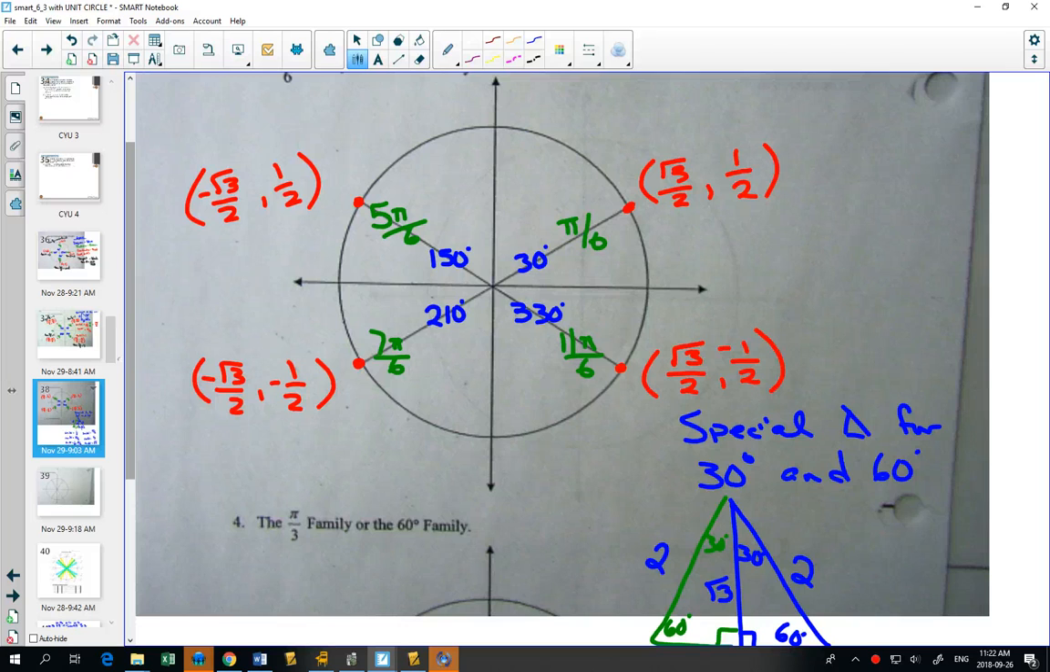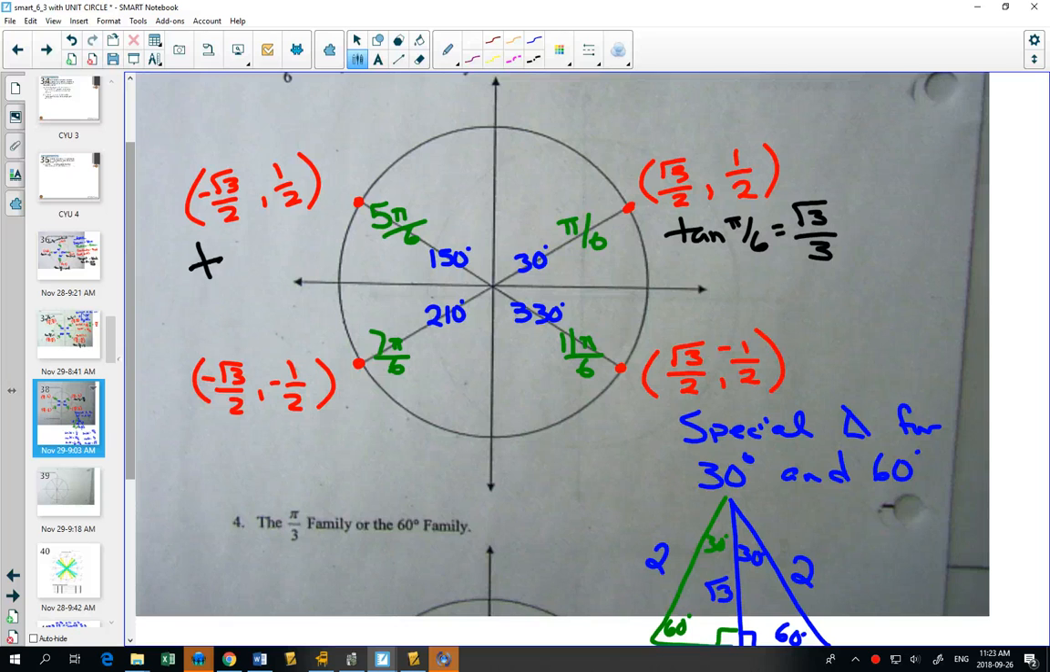And from our special triangle, tan of pi over 6 is root 3 over 3. You could also do 1/2 divided by root 3 over 2 and do a fraction divided by a fraction, multiply by the reciprocal, simplify to get that as well.